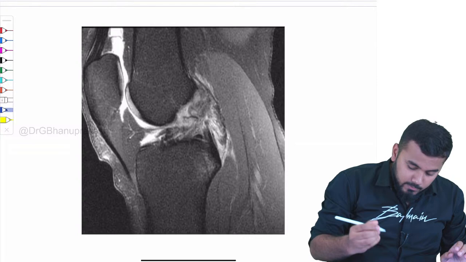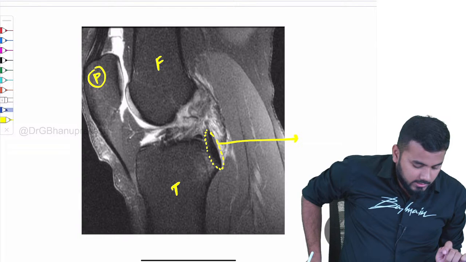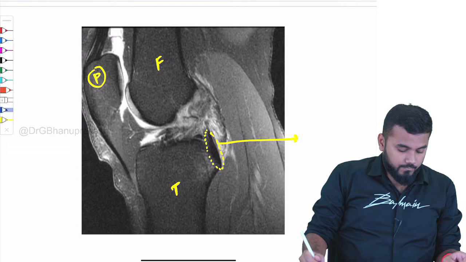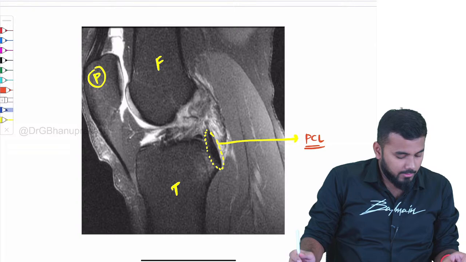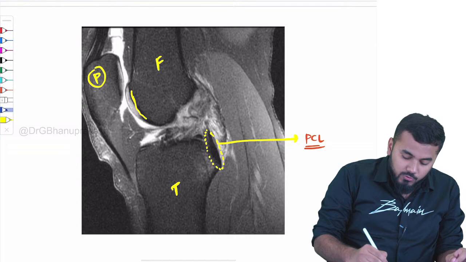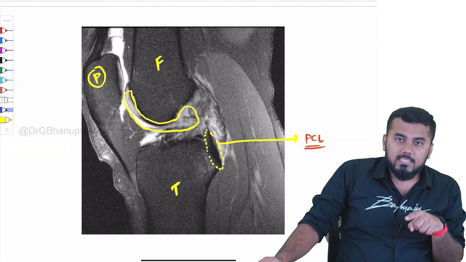Look at this: femur, tibia, patella. Okay, now this part which you can see here, the black one, what should this be called? Very good, PCL, perfect fellows, perfect. Madhavan Kutty, you're right. Isha Kaur, you're right. PCL. Then, can you see a hyperintense white color lesion here? Now you tell me, is this an ACL tear or a PCL tear?